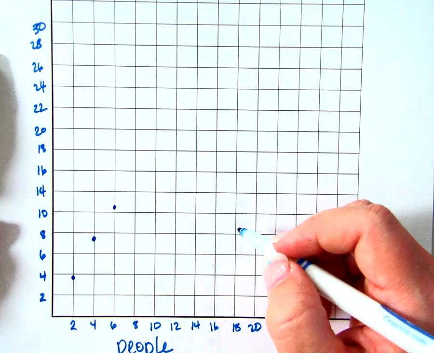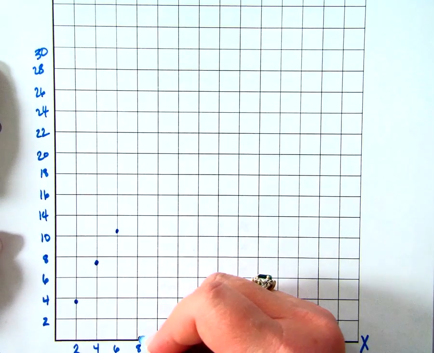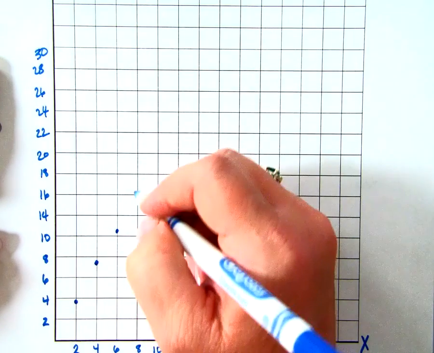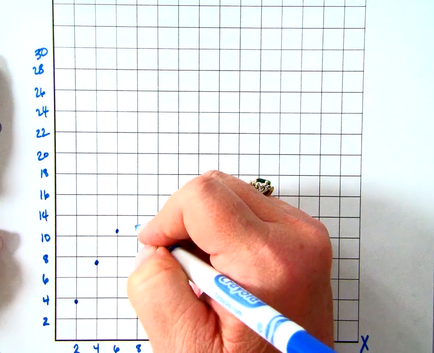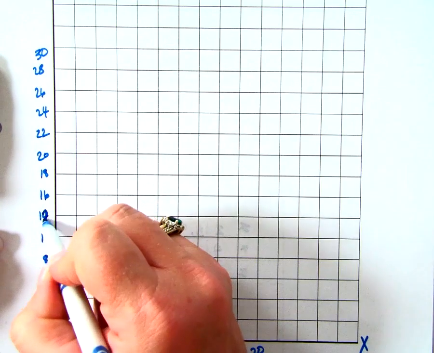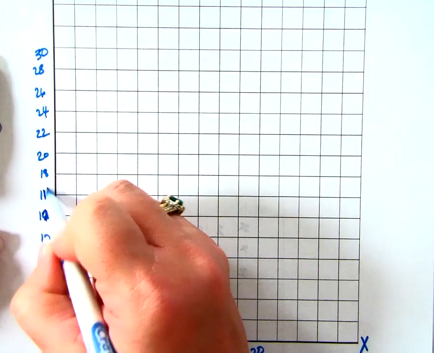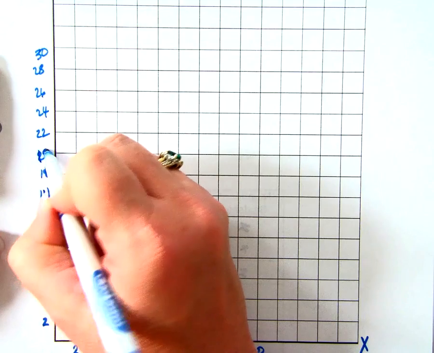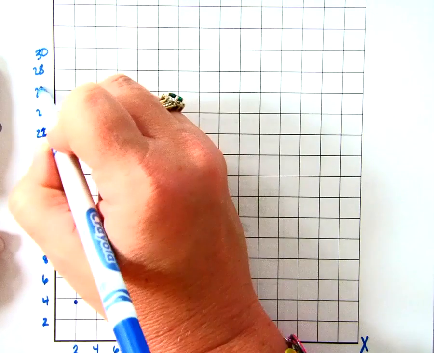8 is 12.3. Oh, I skipped a number. You guys didn't even tell me that. 14, 16, 18, 22, 24, 26, 28.